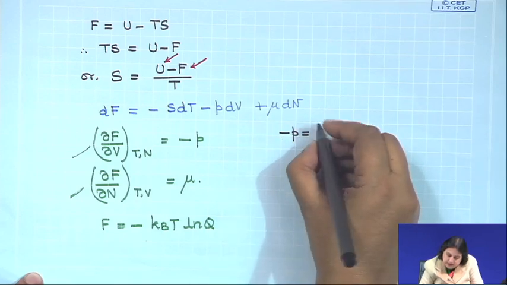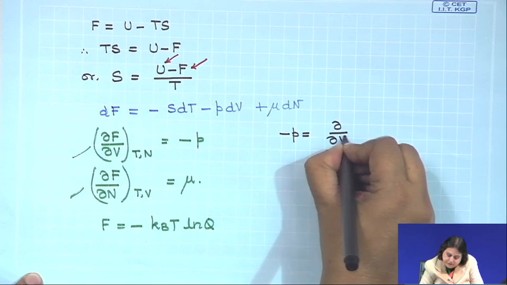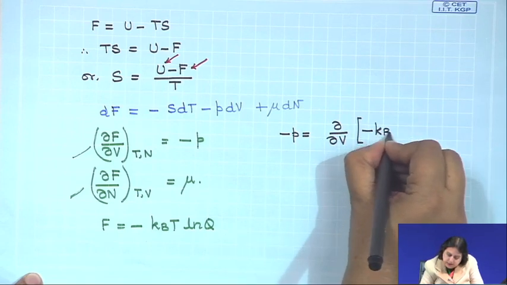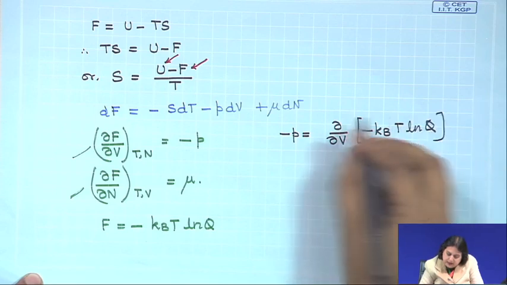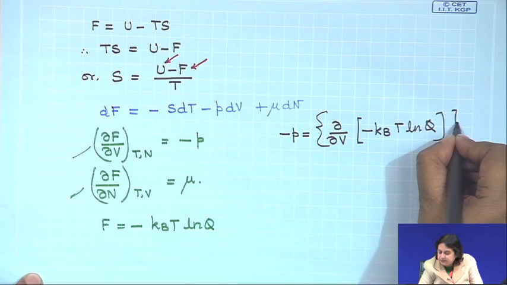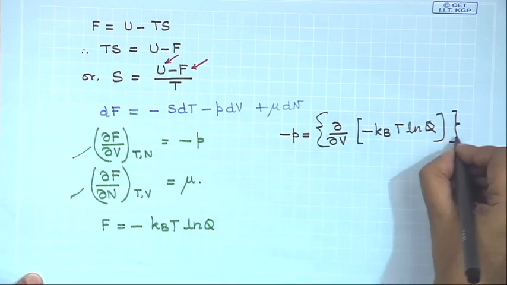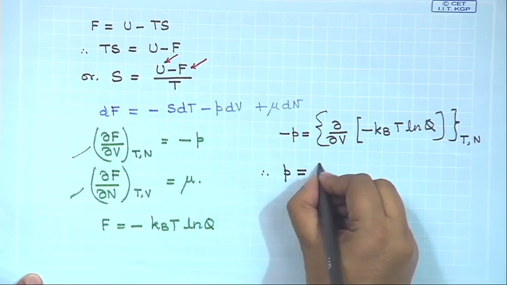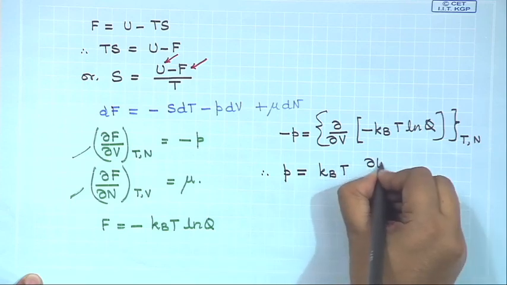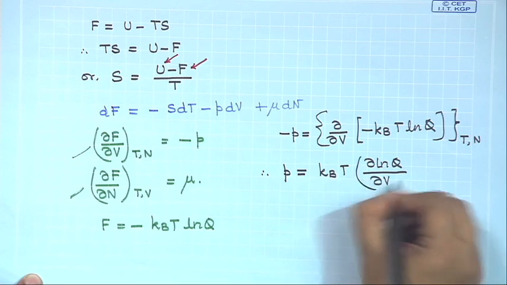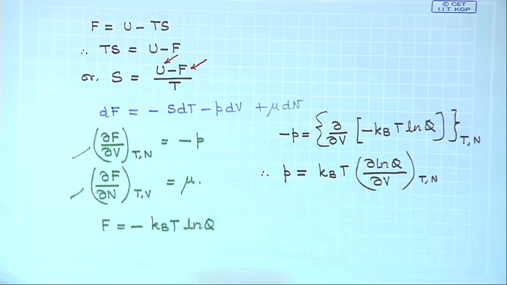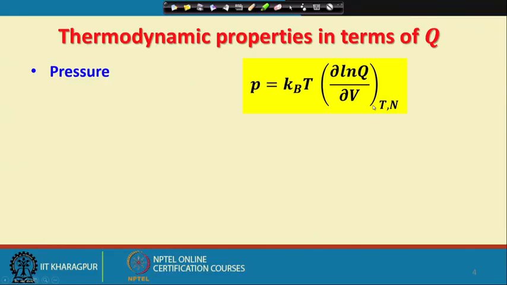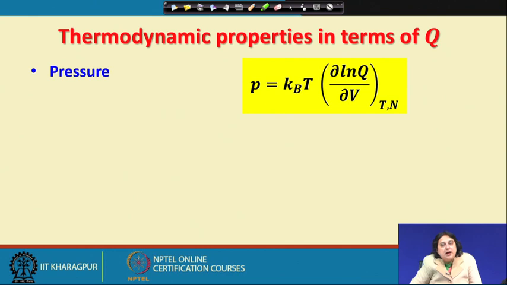Therefore, I should be able to write that minus P is equal to del del V of minus kBT ln Q, and this derivative is being done under the condition of constant temperature and number of particles, and therefore, I will be able to write that P is equal to kBT del ln Q del V at constant T and N. So, that is exactly what we have noted down here, that pressure is equal to kT multiplied by a derivative of natural logarithm of Q with respect to volume, keeping temperature and number of particles constant.